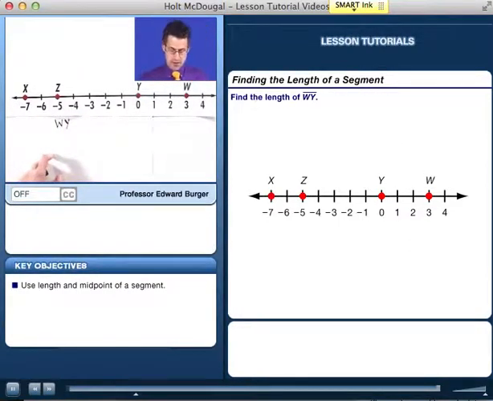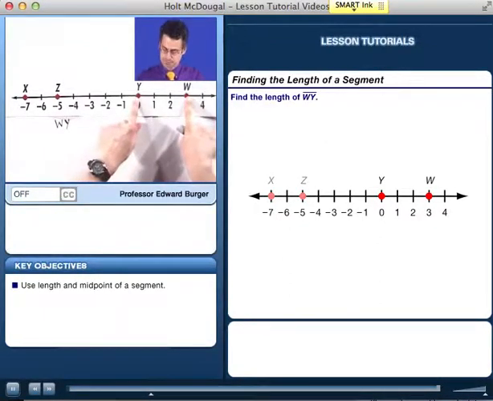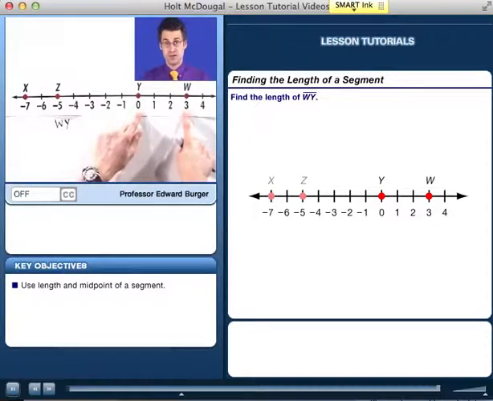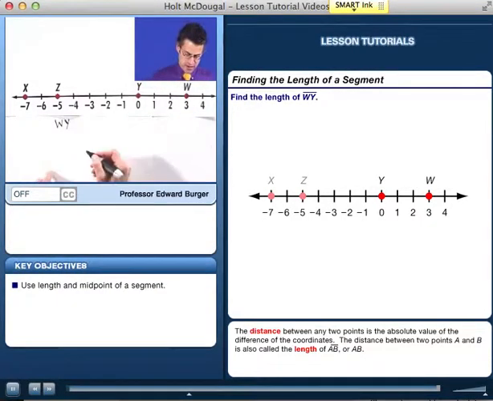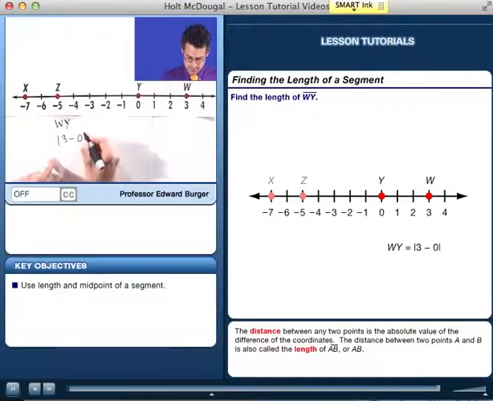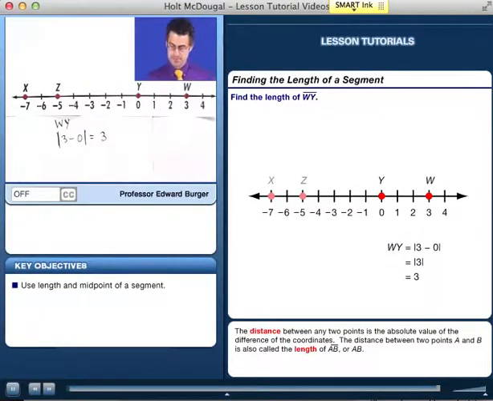Well, how do I do that? Well, the length of that, let's just find it first of all. So WY is right here. And how do I find the length of that? Well, since I see the numbers on the number line, all I have to do is take the absolute value of the difference of those values. So that length is going to equal the absolute value of 3 minus 0. And what is that? Well, that equals 3.